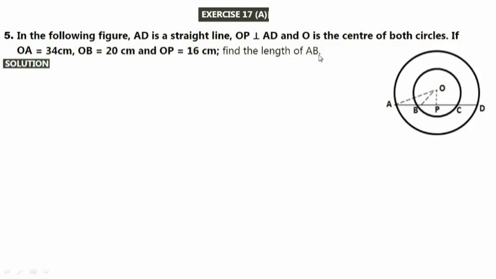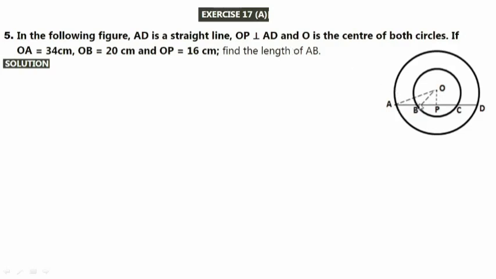Right. So let's try to understand what is being said here. OA is given. So from here to here, that's OA, is the radius of outer circle. Remember, OB is given to be 20, so OB is this, that is, the radius of inner circle. And OP, that is this height, is also given. So you need to find what is the length of AB.